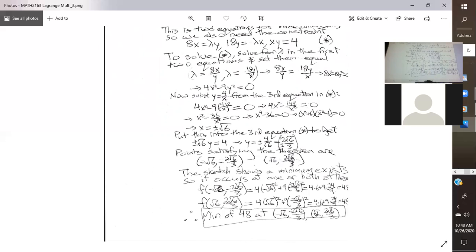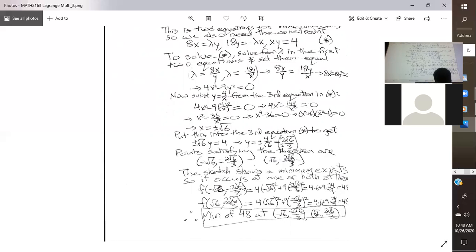So there are those 2 points, and those are the only 2 candidates for a constrained minimum. So we plug them in and see which one is smaller. Take f, the original function, which was 4x squared plus 9y squared. I plug x and y in, and each of them comes down to 48. And so there's actually a minimum of 48. The maximum is out. And it occurs at 2 different points: square root 6, 2 square root 6 over 3, and minus square root 6, minus 2 square root 6 over 3. And that's the answer then, minimum 48 at both those points.